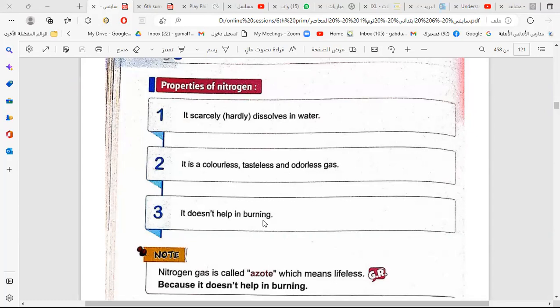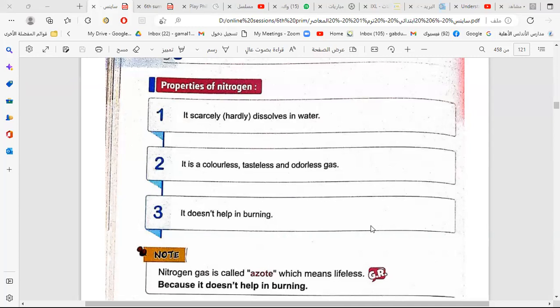Nitrogen is hardly dissolved in water, and oxygen is also scarcely dissolved in water, but carbon dioxide is easily dissolved in water. Okay? The last property of nitrogen, it doesn't help in burning. Property number 3, like oxygen or like carbon dioxide, doesn't help in burning. Yeah, Omar Khattab, very good. Yeah, Yahya, very good. Yusuf, it doesn't help in burning. Like what? Like oxygen or like carbon dioxide?